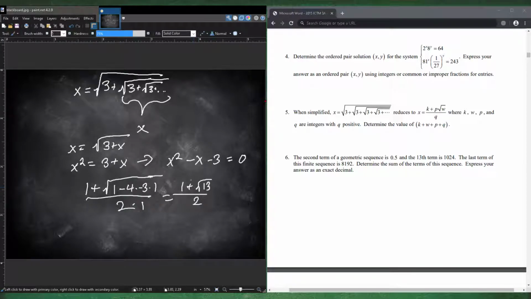So your coefficients are 1, 1, 13, and 2. So add them all up together. That's 2, 4, 17. So that is your answer for number 5.